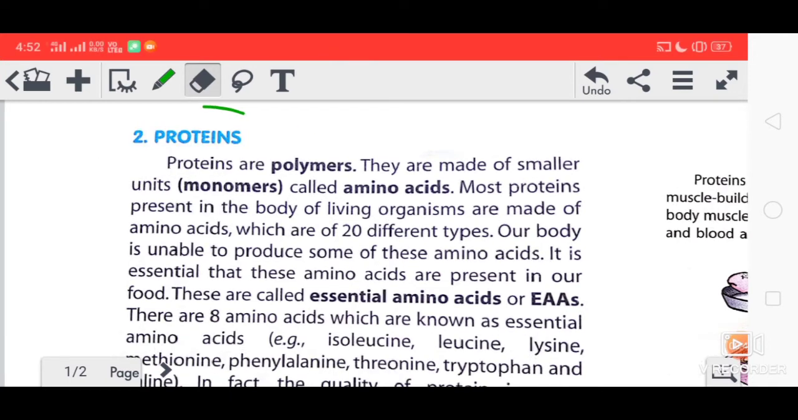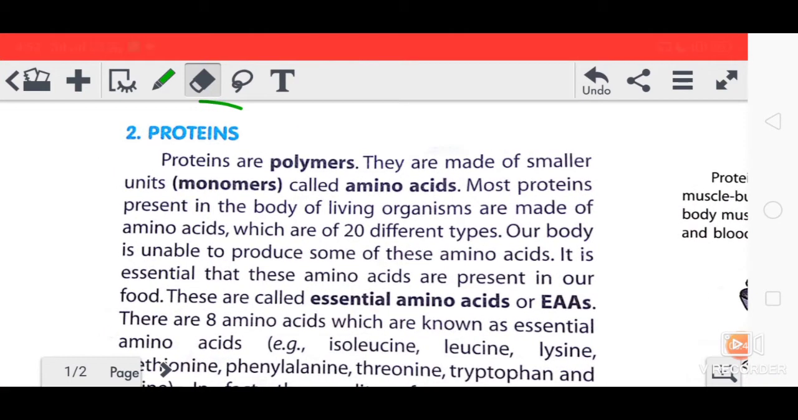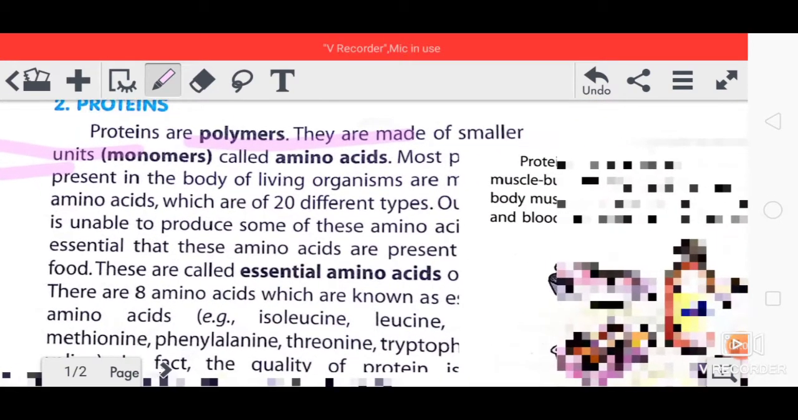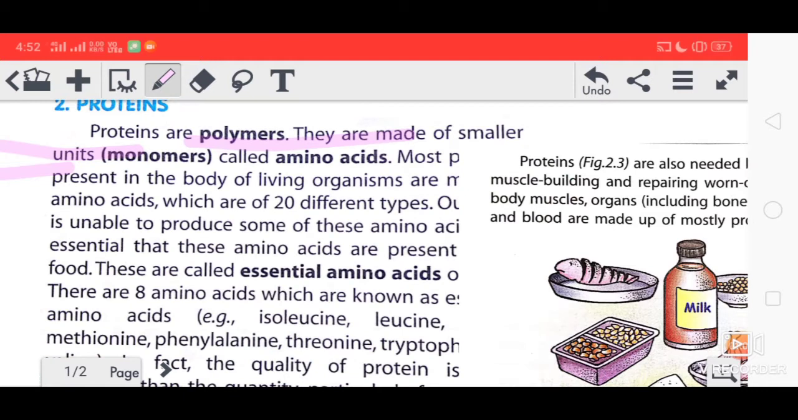So what is protein, or what are proteins? We have to discuss it. First read the definition. What is given here? Proteins are polymers. They are made of smaller units called monomers, and these are called amino acids.